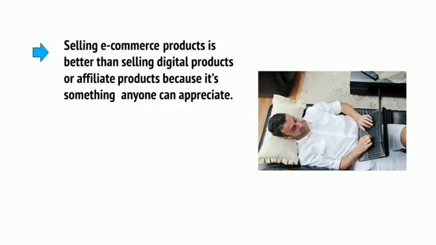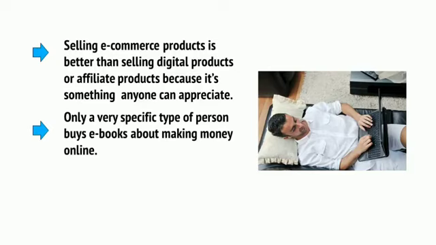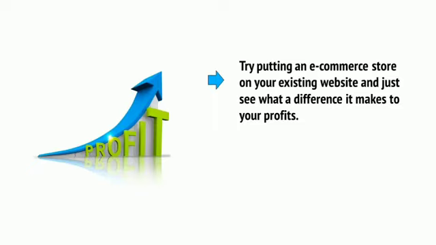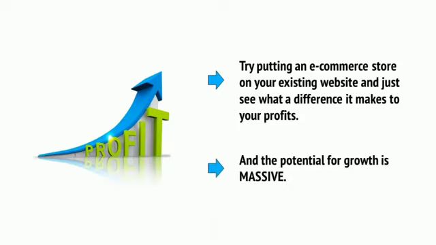Finally, selling e-commerce products is better than selling digital products or affiliate products because it's something anyone can appreciate. Only a very specific type of person buys ebooks about making money online. Phone cases and clothing, though, well, that's got much broader appeal. Try putting an e-commerce store on your existing website and just see what difference it makes to your profits. And the potential for growth is massive.